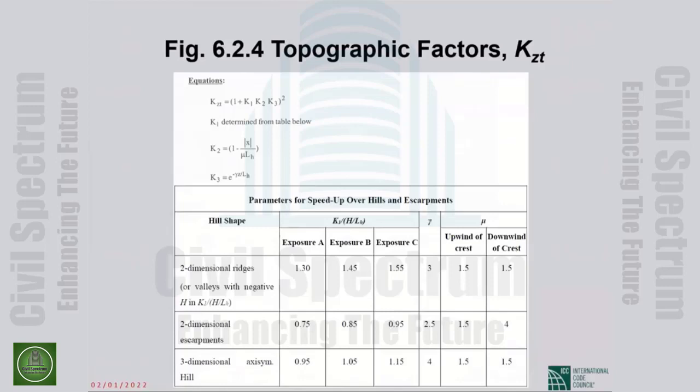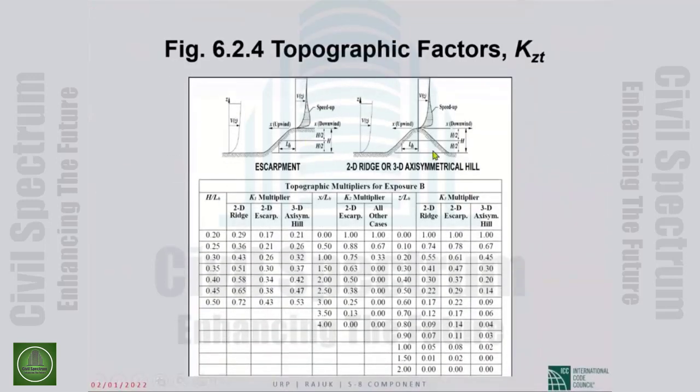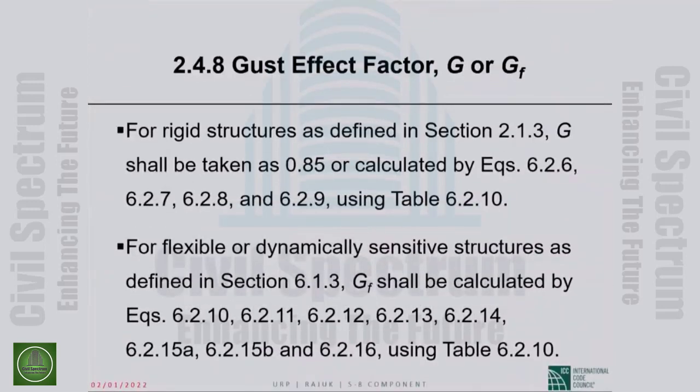The K sub ZT, the topographic effect factor, as I said, this is the most complicated one. It is made up of three factors, K sub 1, K sub 2, K sub 3, which are determined from this table and those figures. I have no way of going into that. So the main thing is on flat land, K sub ZT is equal to 1.